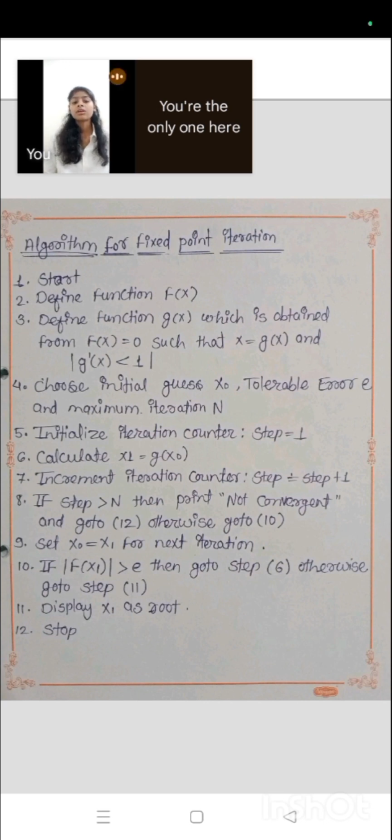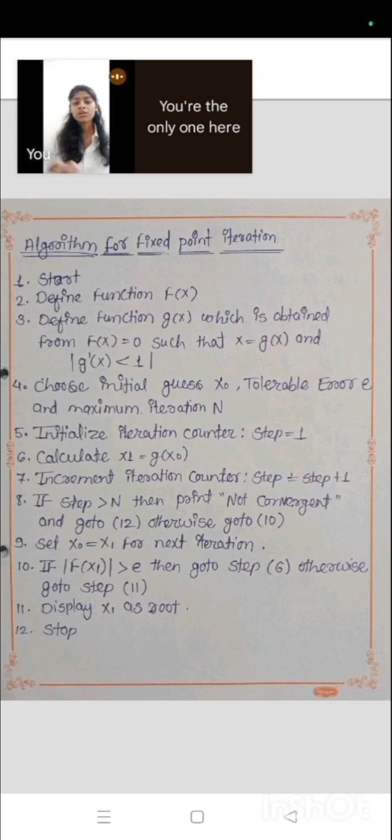Otherwise we go to the 10th step and check the condition: f of x1 is greater than e. If greater than e, then we go to the 6th step and again calculate x1 and find the value of g of x. Otherwise we go to the 11th step and display x1 as a root.